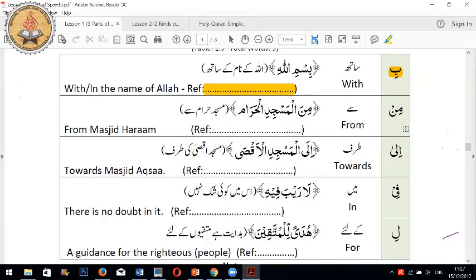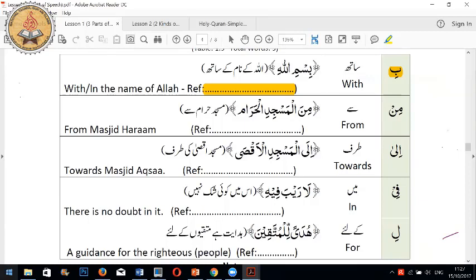So if there is any particle comprising one letter, it must be attached to a noun or to a pronoun, to a noun or to a verb, to fi'l. So that's why bi, bismillah, li, lil muttaqin. But with others, fi, ila, min, they are independent. They can be used independently. Sometimes they are used in combination.